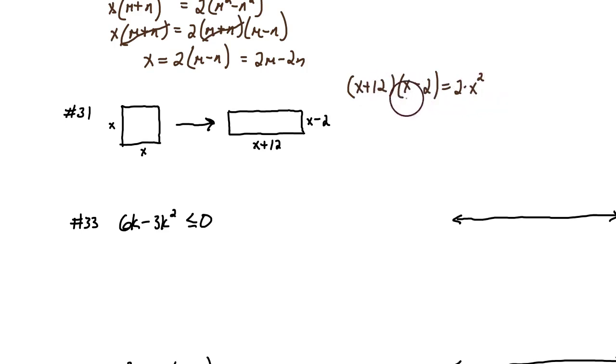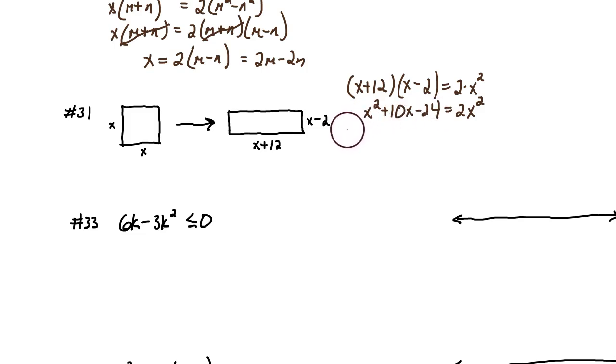Let's multiply these binomials together. x times x is x squared. Negative 2x plus 12x is positive 10x, and 12 times negative 2 is negative 24, and that's equal to 2x squared. To solve an equation that has squaring in it, let's do that technique about getting a 0 on one side and factoring the other side.